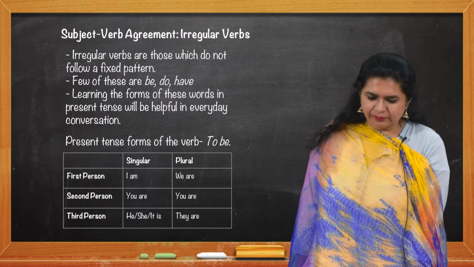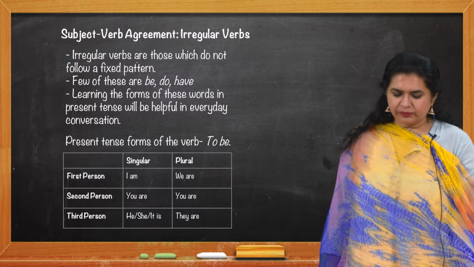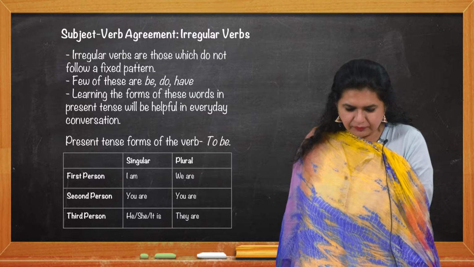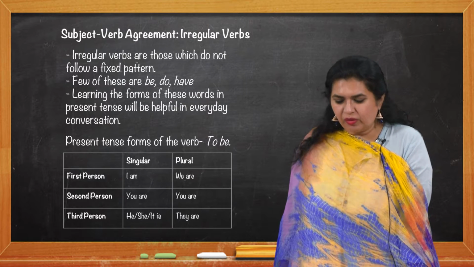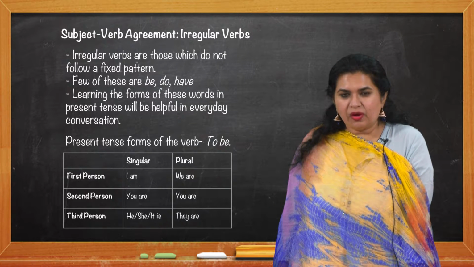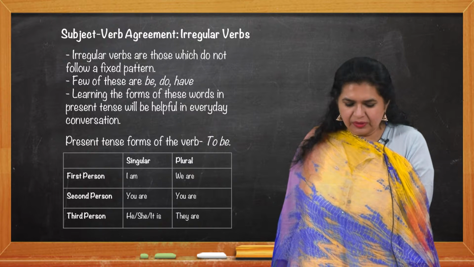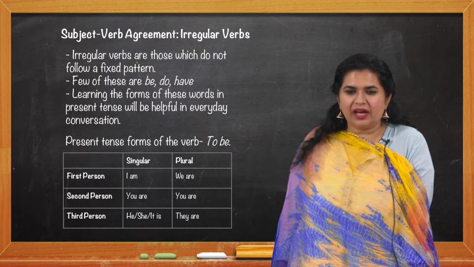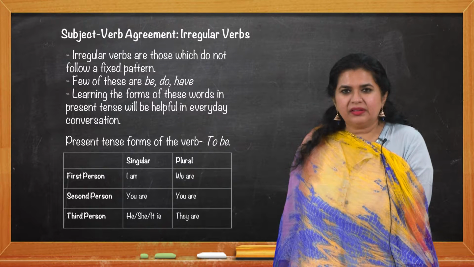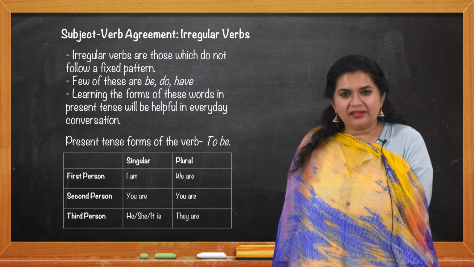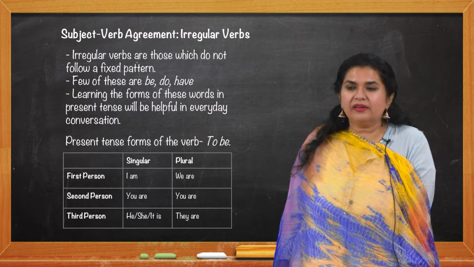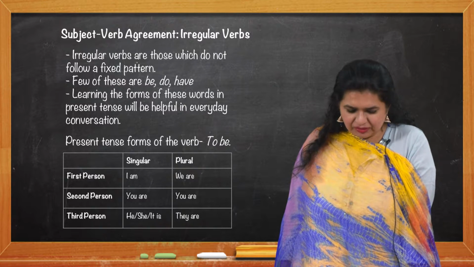Now, let us look at this particular rule or convention, subject-verb agreement, and what happens with irregular verbs. Irregular verbs are those which do not follow a fixed pattern. For example, be, do, have. Be has several forms, you should know that. Do has several forms. Be has forms like am, is, are and being. Do has forms like did and does, and have has had and has. So, learning the forms of these words in present tense will be helpful in everyday communication.